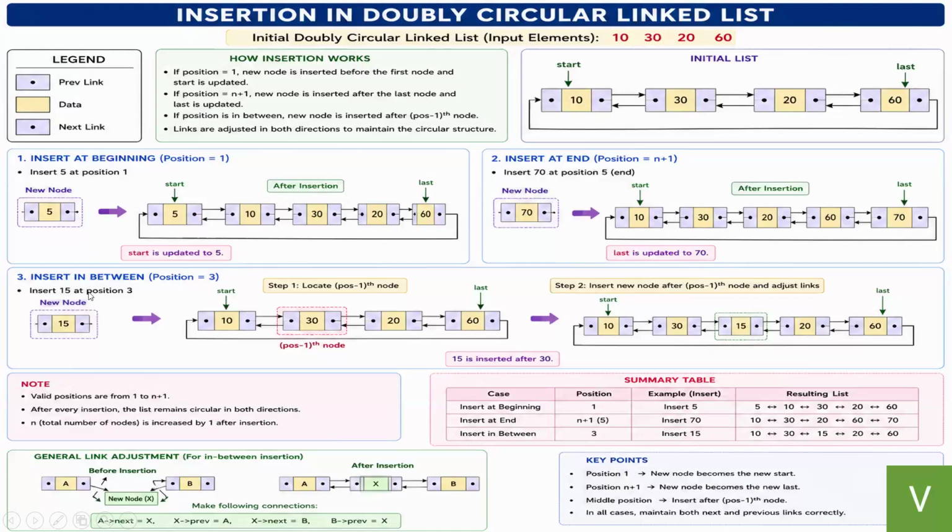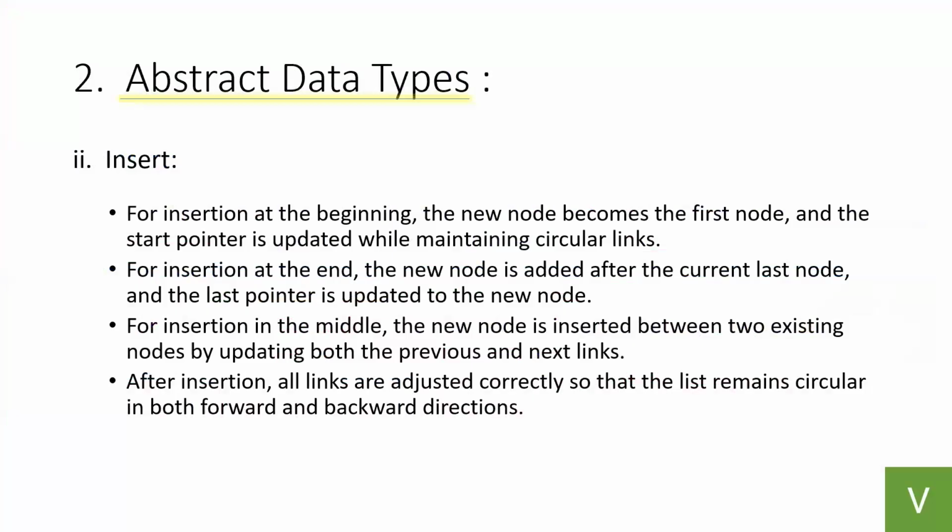Now let us look at the third case. If we want to insert element 15 at position 3, that is in the middle. Again we will create an empty new node using the malloc function, and then we will fill the new node's plink and new node's nlink, and then we will update the plink and nlink of the corresponding nodes, that is 30 and 20. So this is the process of inserting a node in the double circular linked list.